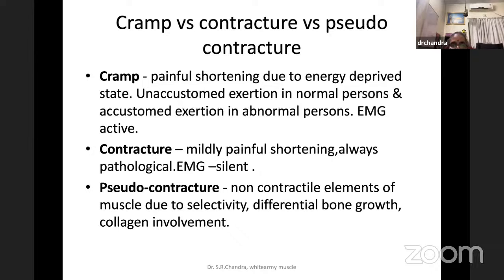Selectivity means, supposing the posterior compartment muscles are normal and the anterior compartment muscle is weak, then the strong muscle will pull in its direction and produce a tendon contracture. Differential growth means the bone is growing but the muscle is not growing. Skeletal muscles are all attached to the skeleton, so when the skeleton grows and the muscle doesn't, the muscle gets pulled from its attachment and becomes fibrous. That is one cause for contracture. Another is contracture as part of the disease, like collagenopathies, where the collagen itself is involved. So contracture is a manifestation of disease, not due to selectivity or differential bone growth.